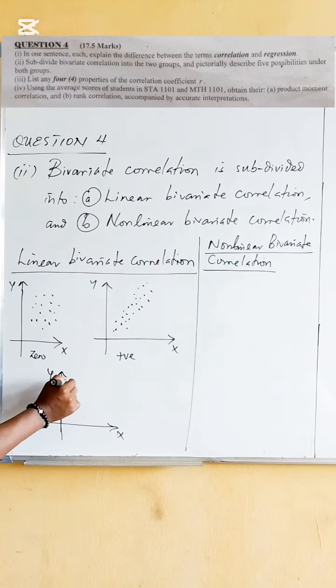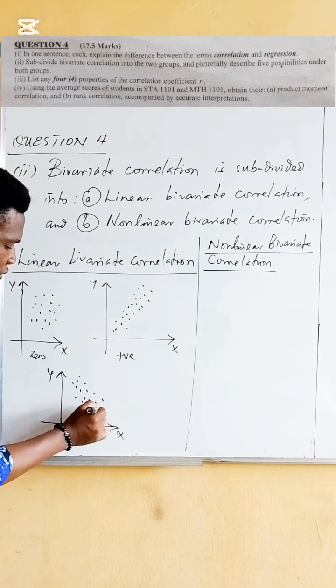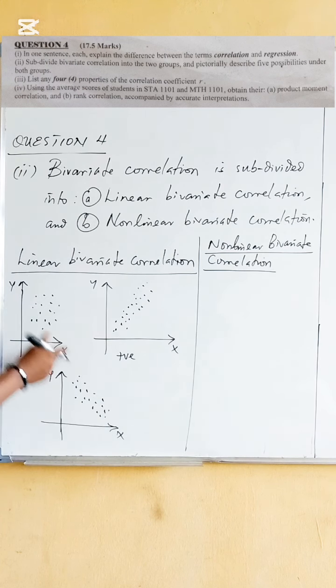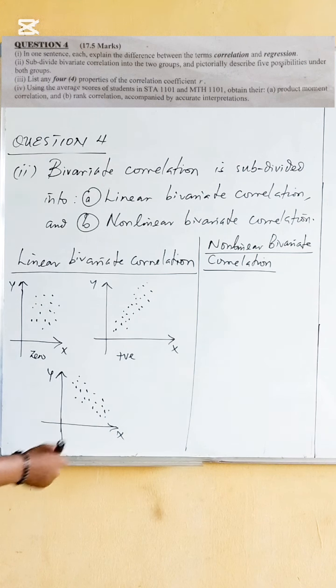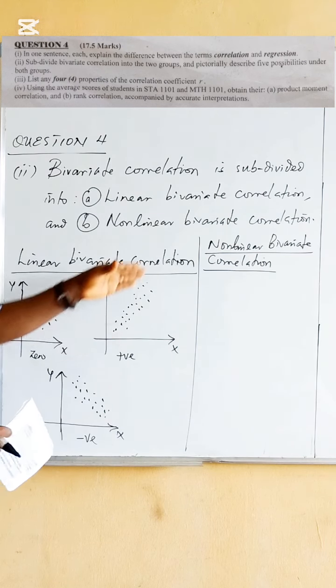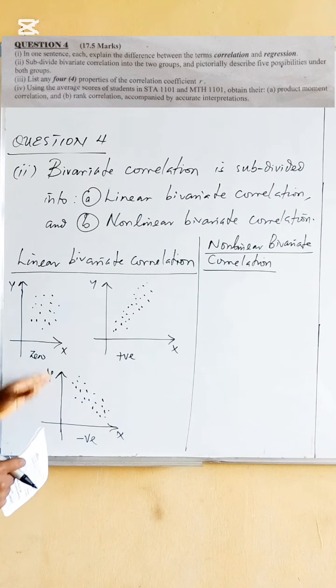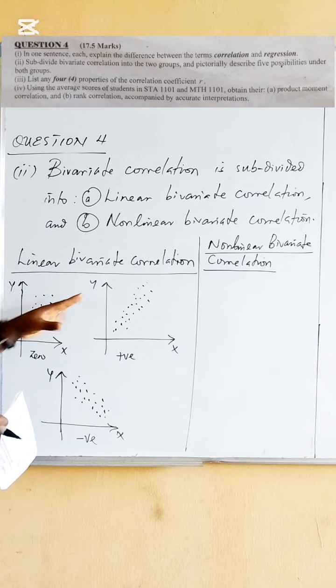Then if it so happens that our plotted points appear along a downward direction for Y, whereas an onward direction for X, then we say we have a case of a negative linear bivariate correlation. Linear, in the sense that it is following a straight line pattern; bivariate, in the sense that it involves two variables, Y and X. And that is for the linear bivariate correlation.